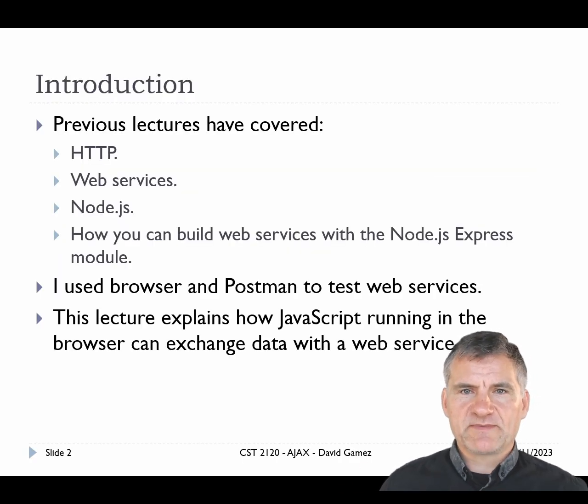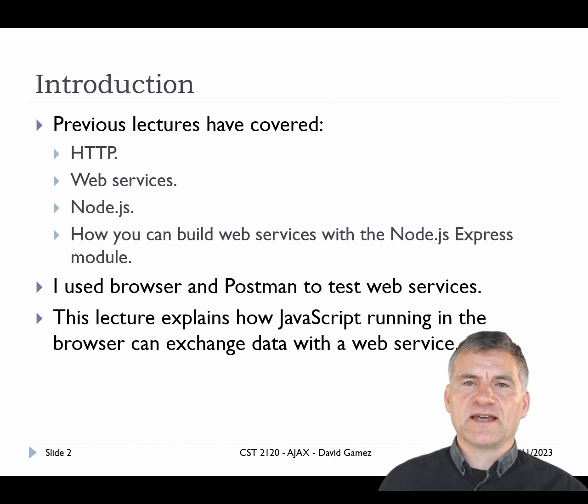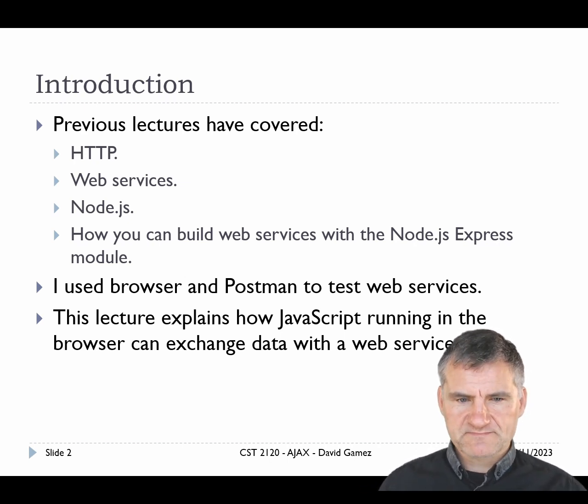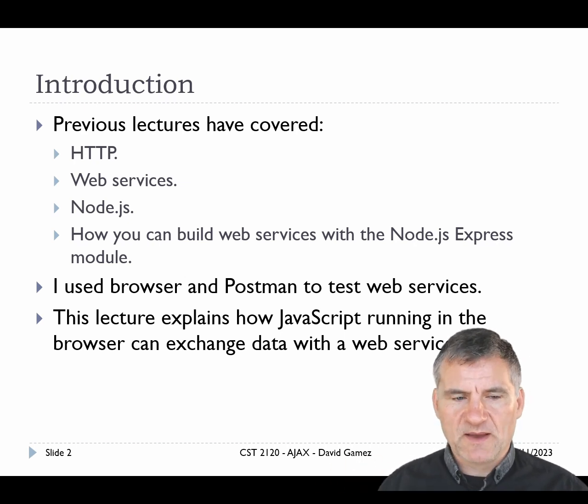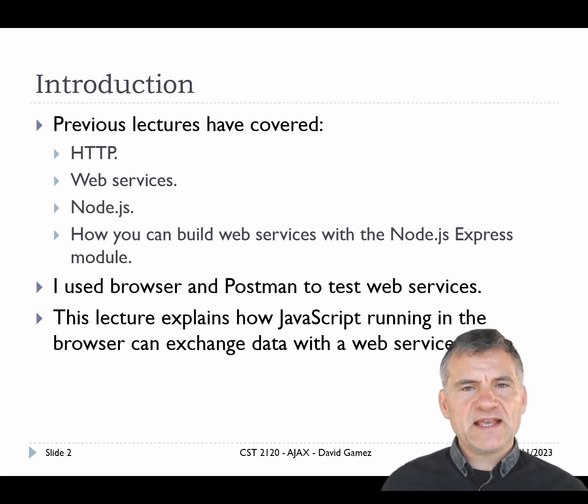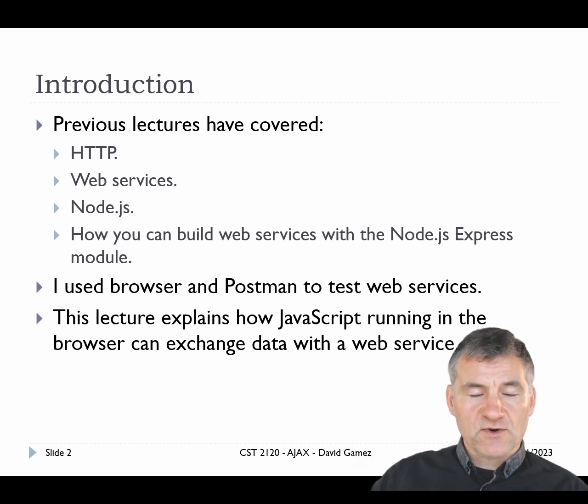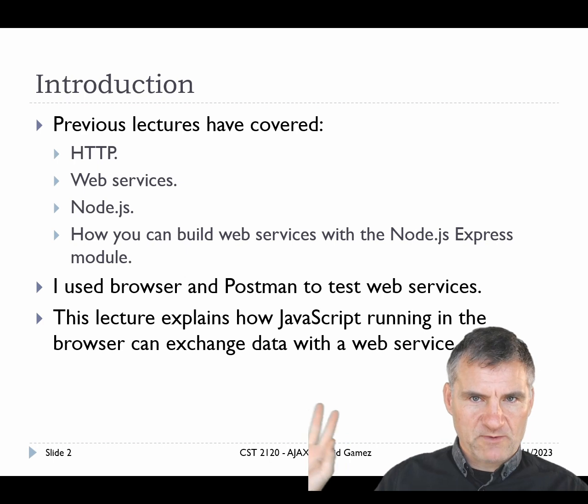In previous lectures I've explained what the HTTP protocol is all about, and how we can build web services based around HTTP to send and receive data in JSON format. I've also talked about Node.js, the application that lets us run JavaScript without a browser, and explained how we can build web services using the Node.js Express module. In previous lectures I also used the browser and Postman to test these web services. And the final piece of this puzzle is how we can use JavaScript running in the browser to talk to the server, to talk to the web service and exchange data with that web service.